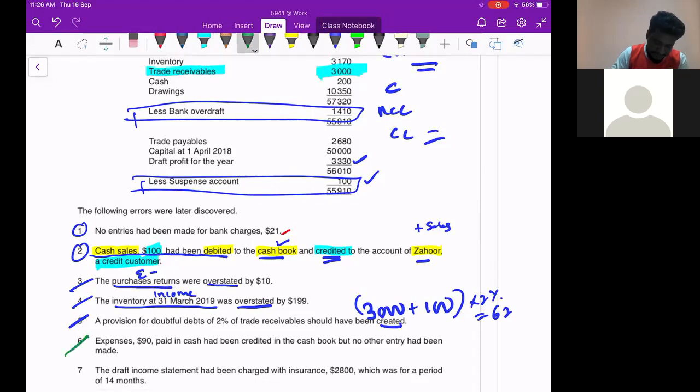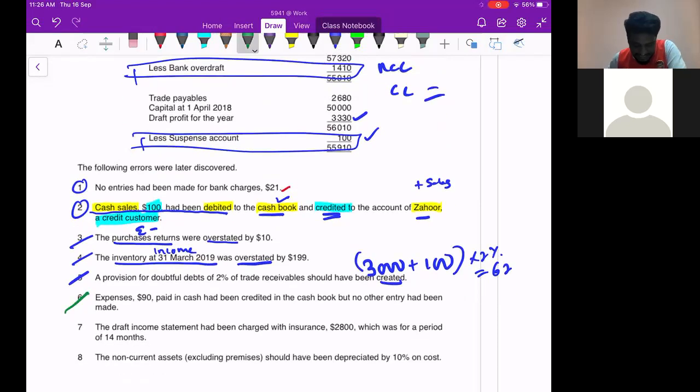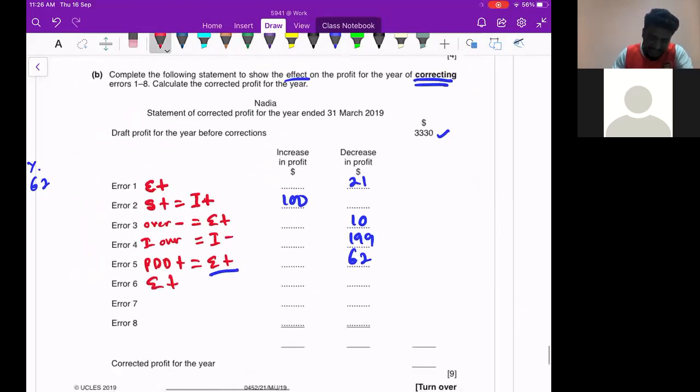Okay, number 6. Expenses 90 paid in cash had been credited to the cash book. Correct? Okay, correct. But no other entry has been made. So this one will affect the expenses. Expenses will increase. We need to plus the expenses. If expenses increase, your profit will decrease. Understand? Next one, error 7.